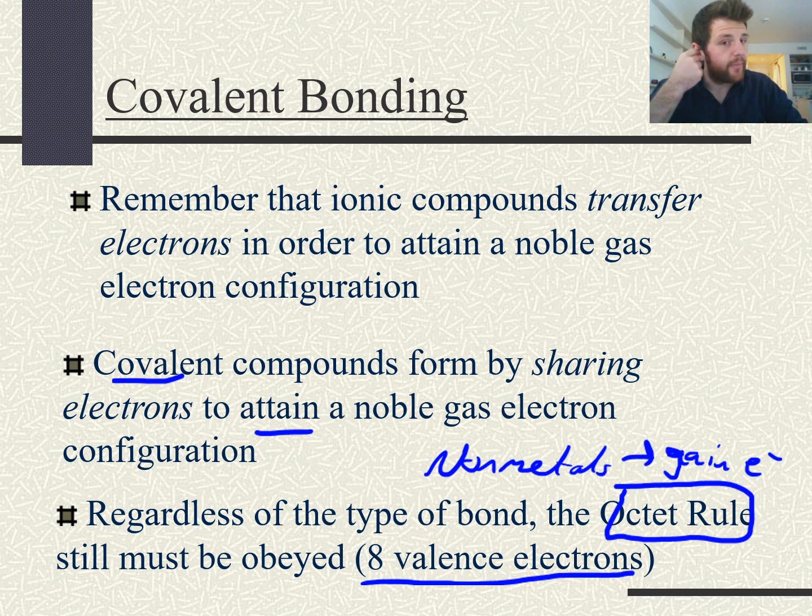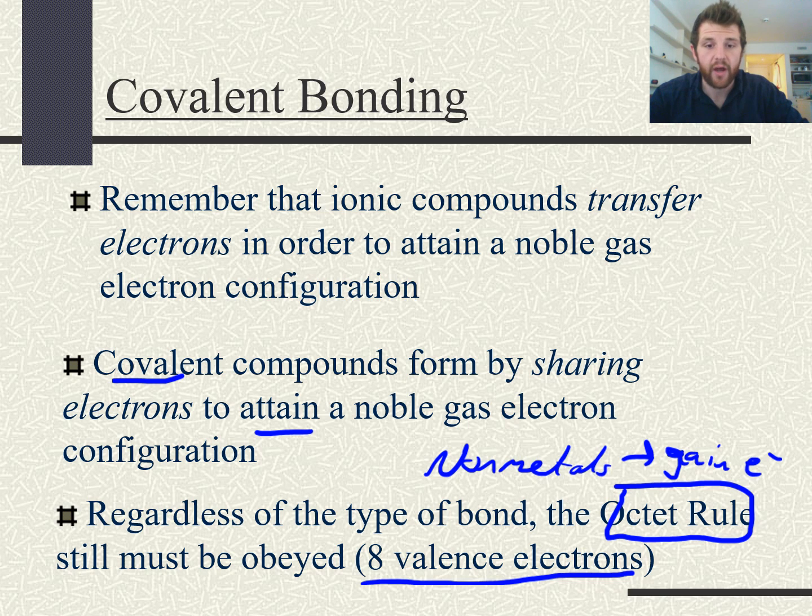Alright, so covalent bonding. Remember that ionic compounds transfer electrons to attain a noble gas configuration. What covalent compounds do is they share these electrons to attain a noble gas configuration as well. Regardless of the bond, you're going to hear me talking about this thing called the octet rule. Basically, everything wants 8 valence electrons.